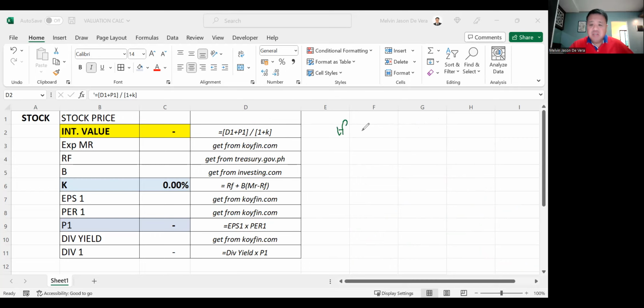Now, a further concept of the CAPM: if the beta of the stock is actually flat 1, then your K, the required rate of return, can be equal to the market return.